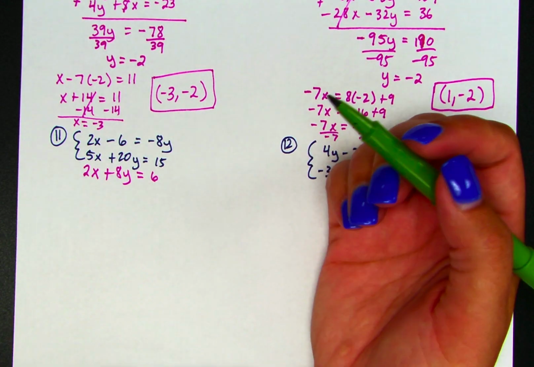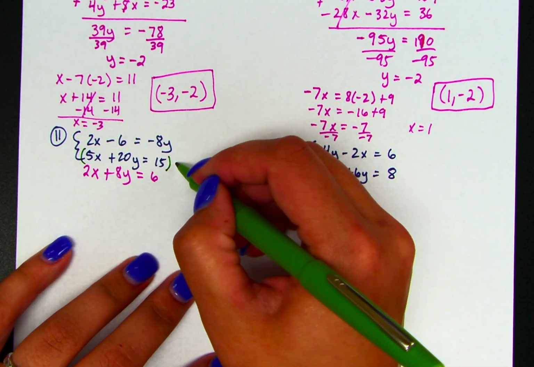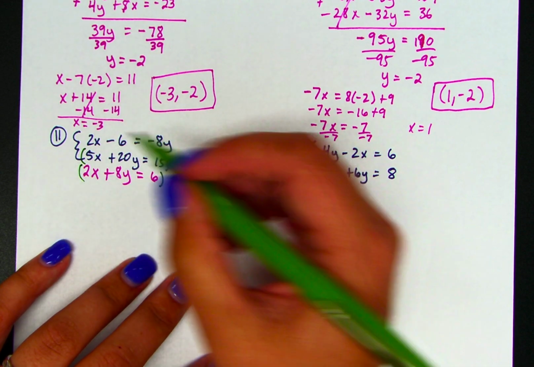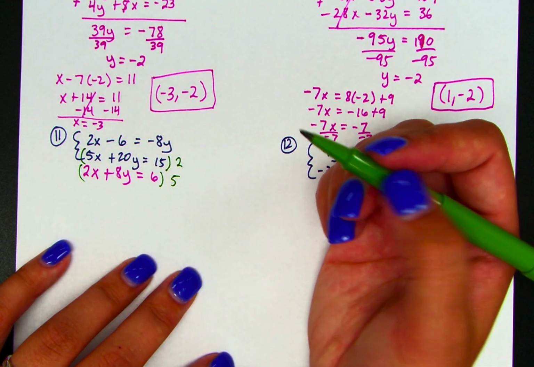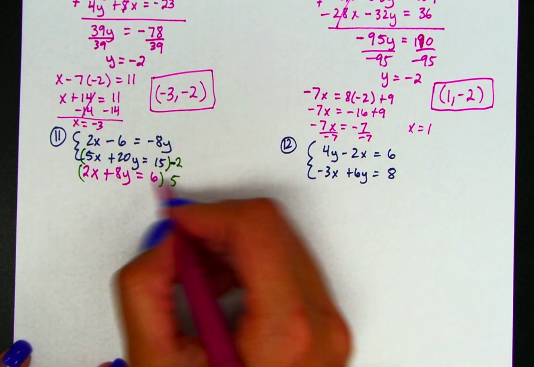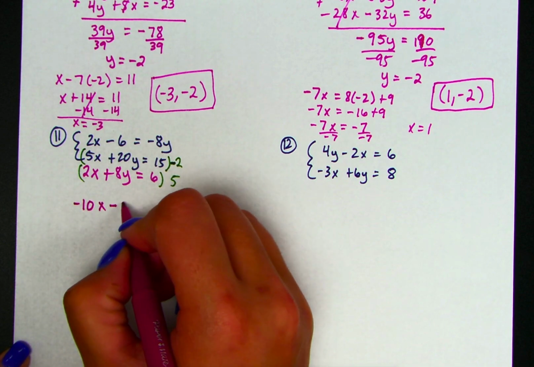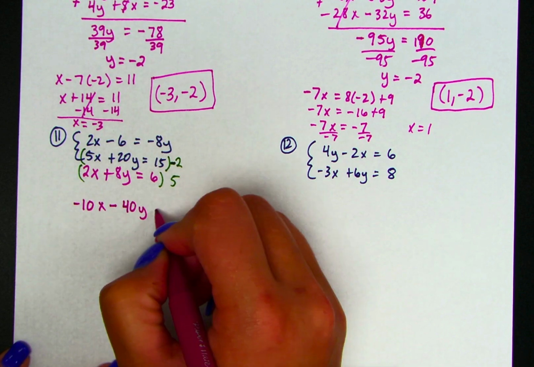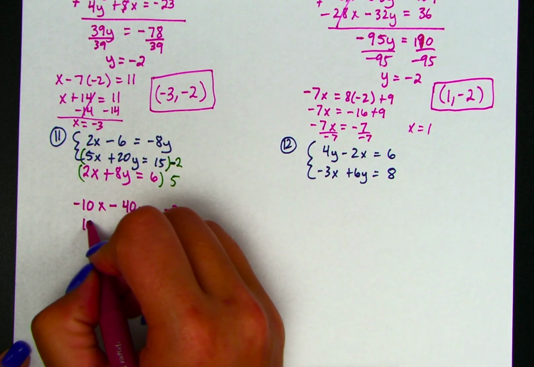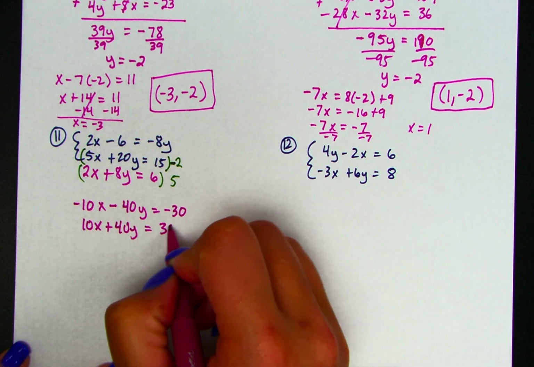So what I'm going to do is choose to eliminate the x, and I'm going to do that by taking this equation times 2, and then this one times 5. And then because these are the same sign, I have to make one of them negative, so I'm just going to make the top one negative. And then distribute, so that will give me negative 10x minus 40y equals negative 30. Distribute the 5, so 10x plus 40y equals 30.